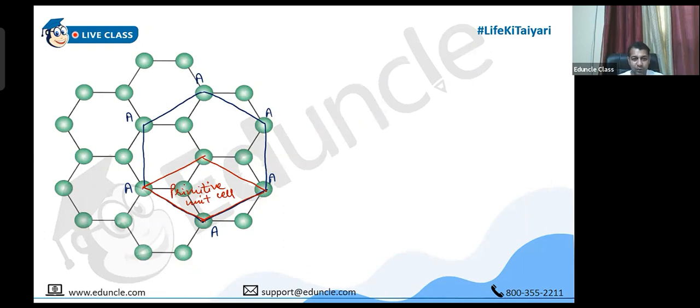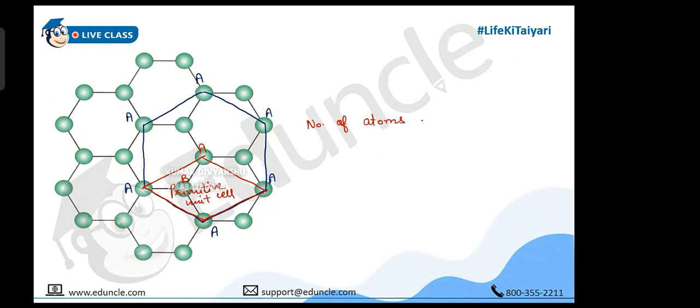And how two atom basis? You can see this atom is of B type and all these atoms are of A type. This is of A type, this is of A. So one A type atom and one B type atom. So one of each kind is there. Okay, please check. Clear or not? Yes, sir.